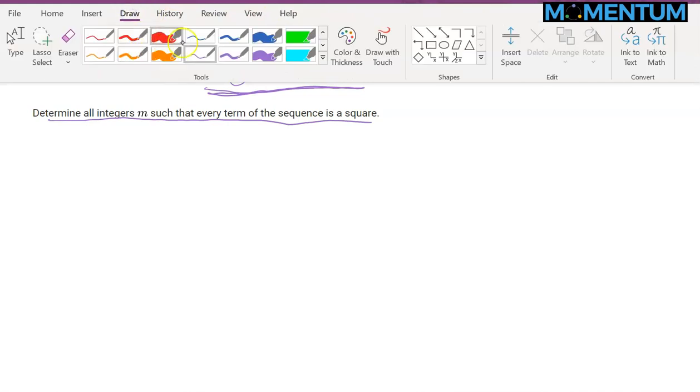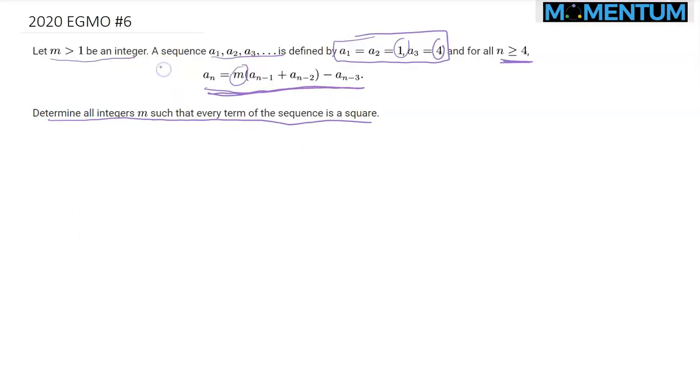So let's go ahead. Until we have a better idea, we might as well just start substituting some values for m to see what type of values come out correctly, and then maybe from there we can have an interesting observation. If m were 2, then the recursion will end up being a_n equals 2 times a_(n-1) plus a_(n-2) minus a_(n-3).